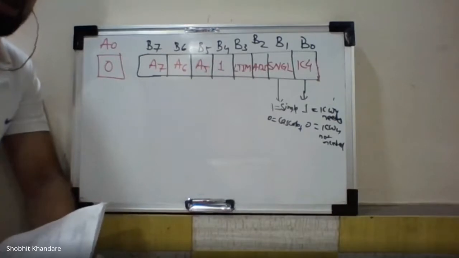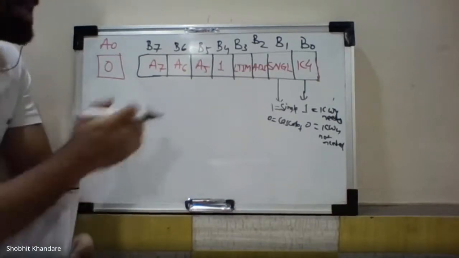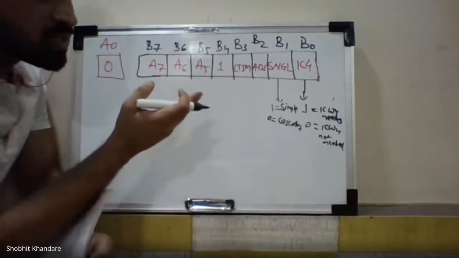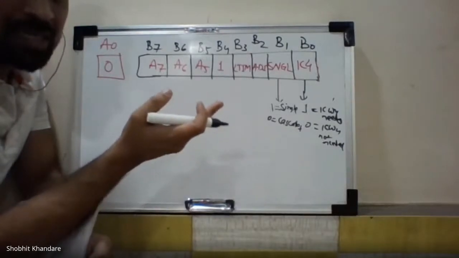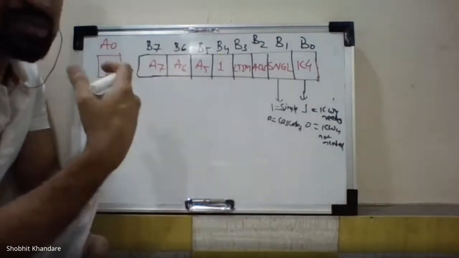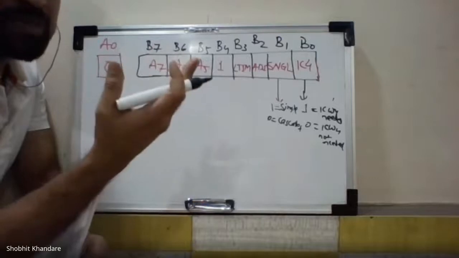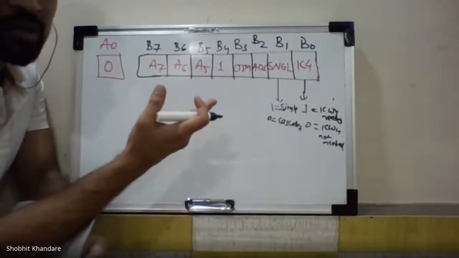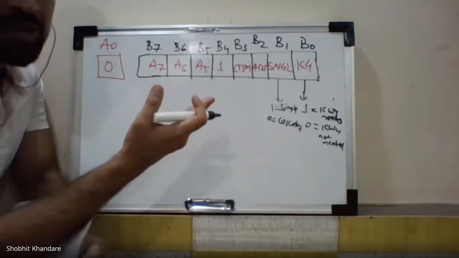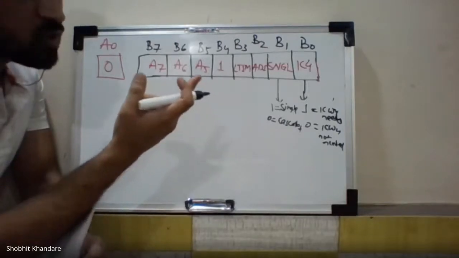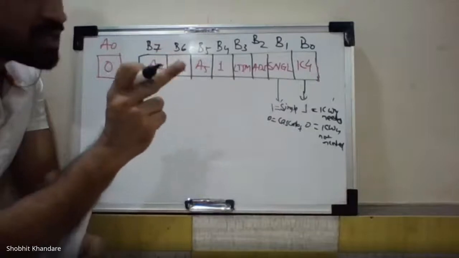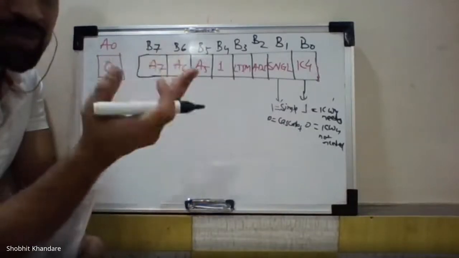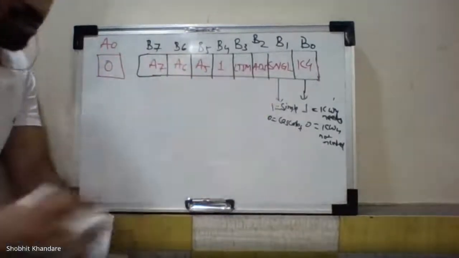So this single or cascaded depends upon your total interrupts, how many interrupts you have to service. Depending upon that, this bit will be set. Who is going to set this? The microprocessor. So if it is 1, then only one 8259. If it is 0, that means more than one, that is cascaded.